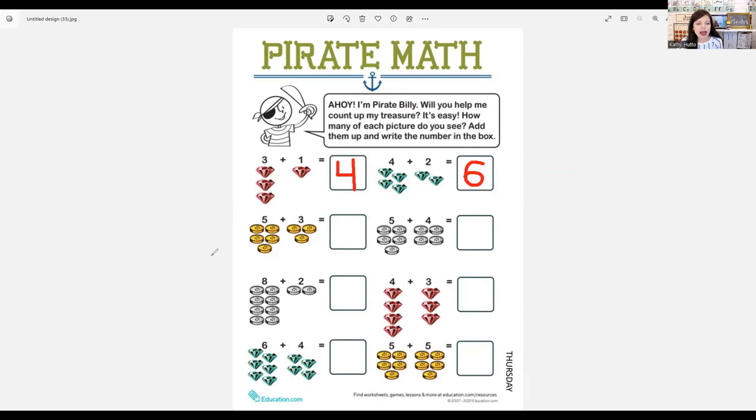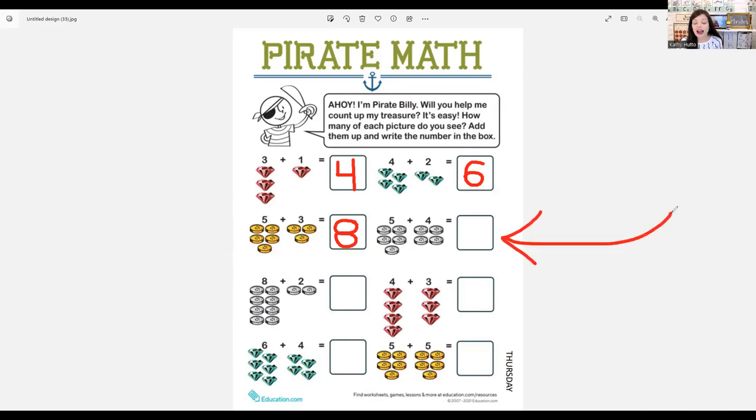Okay, now we're going to add these gold coins. There are five here and three here. So what is five plus three? Let's count all the gold coins. One, two, three, four, five, six, seven, eight. So five plus three equals eight. Eight golden coins.